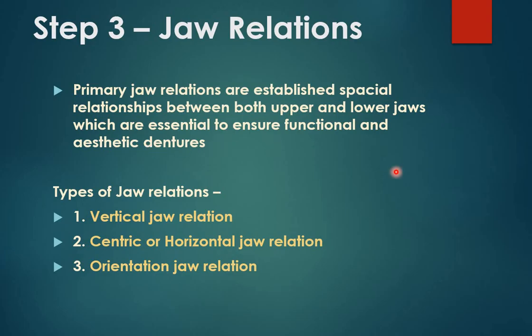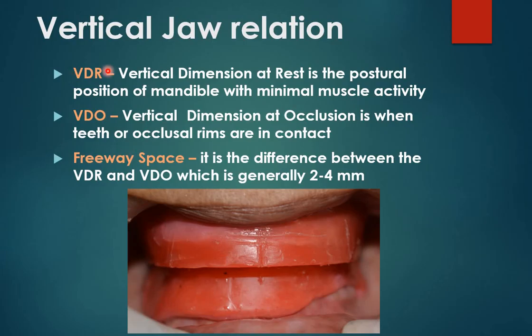The types of jaw relations are vertical jaw relations, centric or horizontal jaw relation, and the orientation jaw relation. Now what are these? Vertical jaw relation: in this type of jaw relation, we record the vertical dimension at rest, the vertical dimension of occlusion, and the difference between the two is the freeway space.